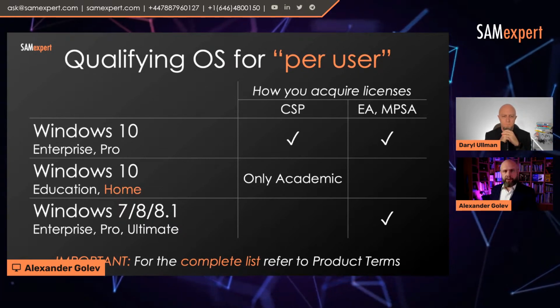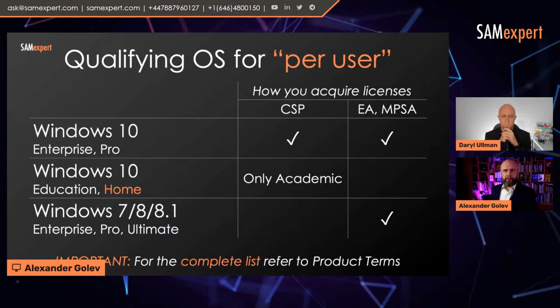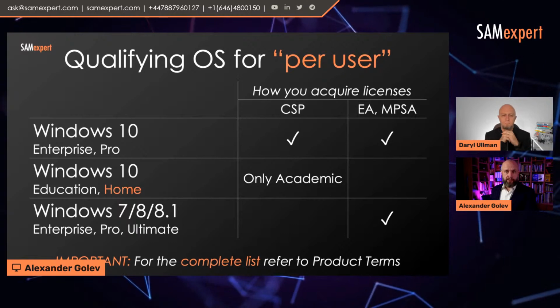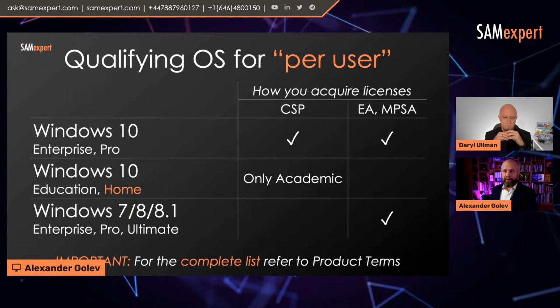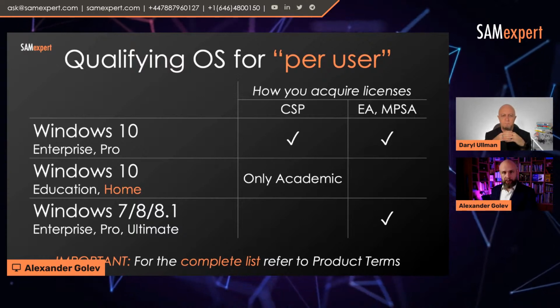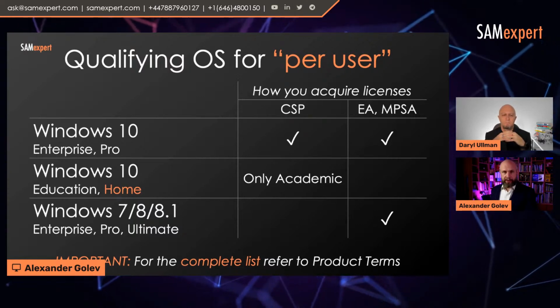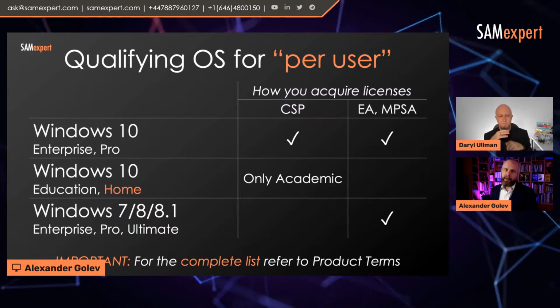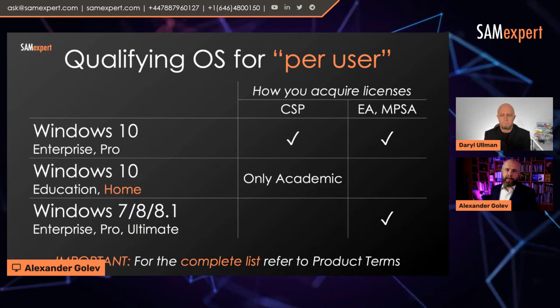Only academics are eligible to upgrade to per user licenses for Windows 10 E3/E5, and only if they buy enterprise upgrades through the CSP channel. It used to be multiple channels. Nowadays, if you want to buy it today, that's your only option.